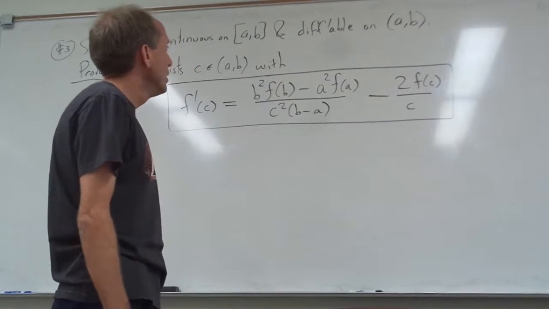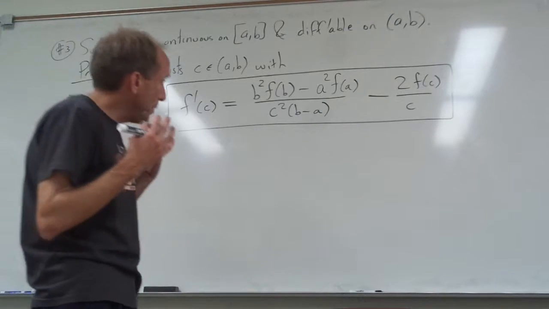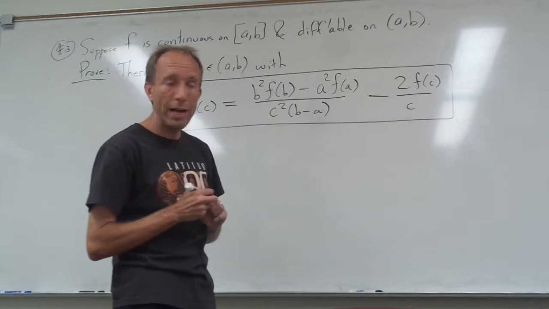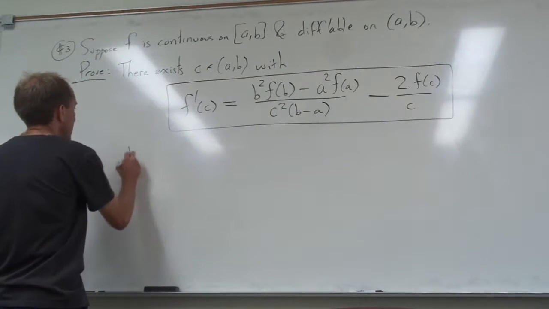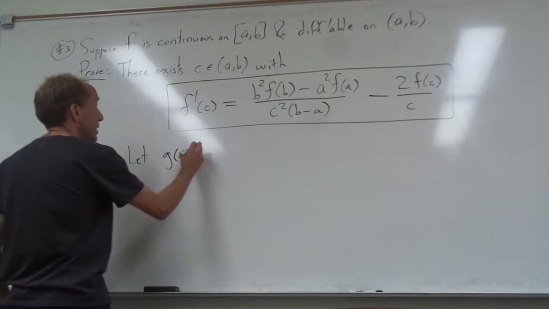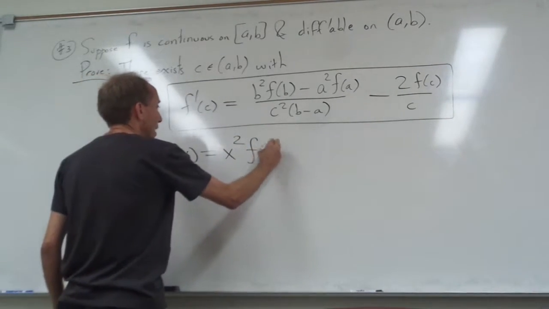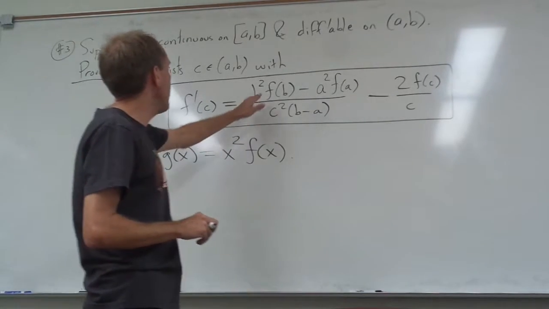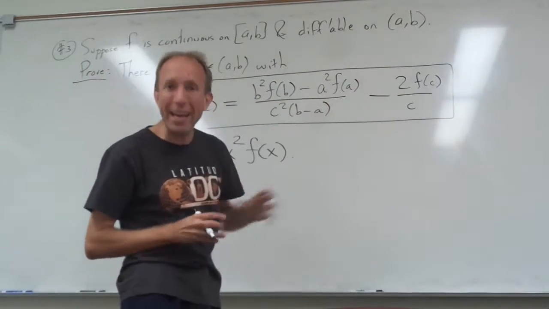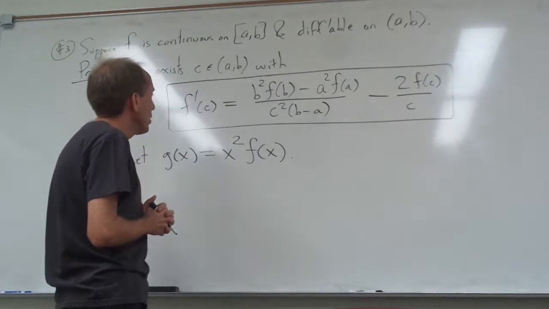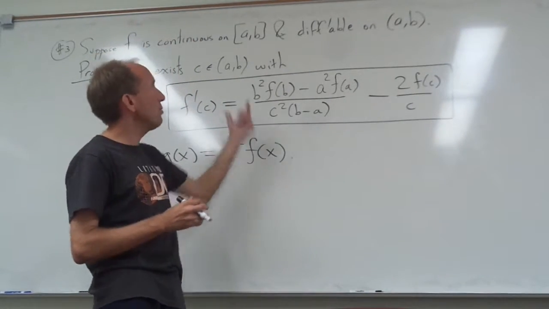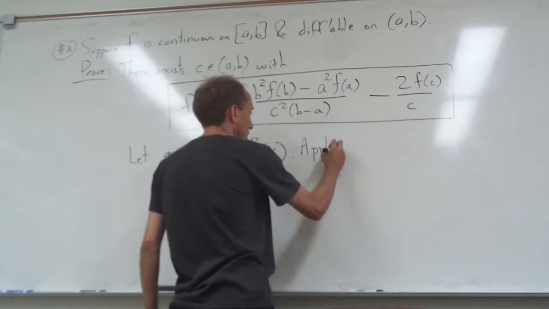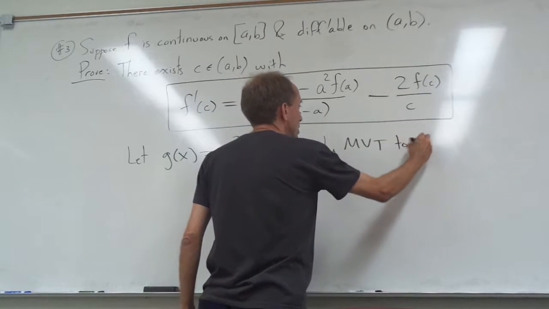Okay, all right, so based on the form of what you're seeing on top here especially, you might have suspected that you would want to let g of x be equal to x squared times f of x. This is the trick. Because then what you have here is g of b minus g of a. Of course this function is equally continuous and differentiable, so we can still apply the mean value theorem to it. So apply the mean value theorem to g.